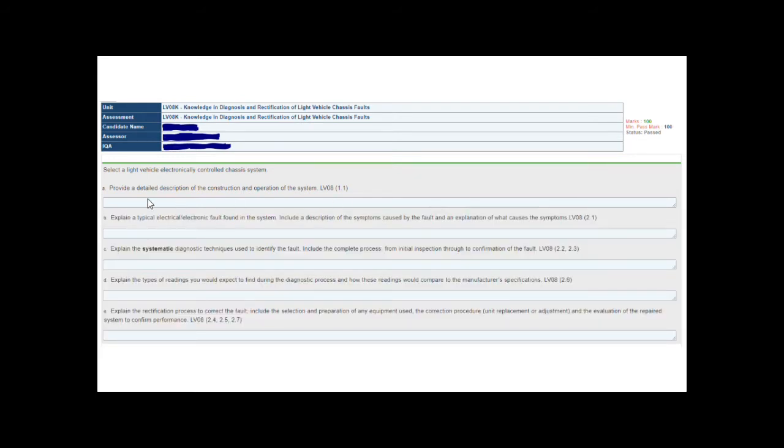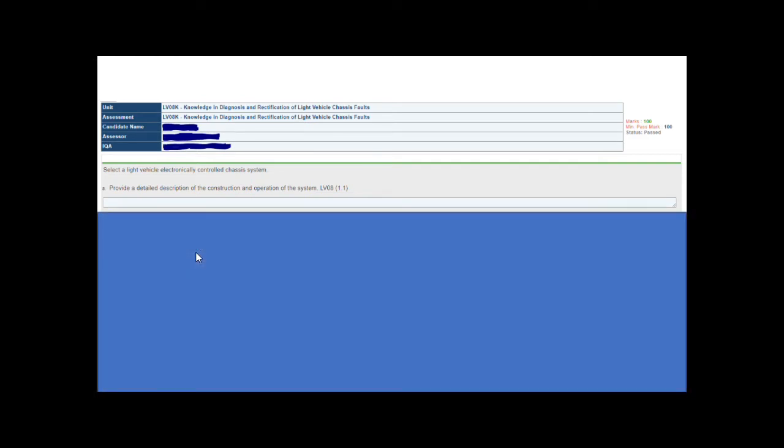All right. If you look at the follow-up questions, it starts with explain a typical electrical fault found in the system, and then how it goes into how you diagnose that and the types of readings that you would get. So I think if you get this first section wrong, then it follows that everything else will probably be wrong as well. So, as I say, really do focus on attention to detail within this first section. It's the meat and bones of this assessment, in my opinion.